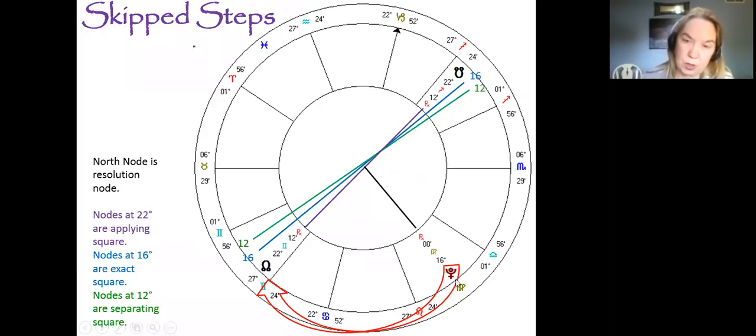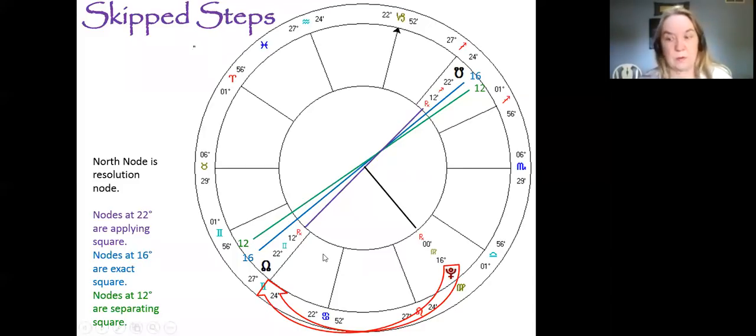If this soul doesn't work on its skip steps in this hypothetical example, these skip steps with the applying square will intensify. Pluto's at 16 Virgo. If we had the nodes at 16 degrees Gemini-Sagittarius, it'd be an exact square. And if we had the nodes at 12 degrees Gemini-Sagittarius with the green line, it'd be a separating square. A separating square would mean they may have had a past life already trying to work through these skip steps, and they're on their way to resolving it through the resolution node.